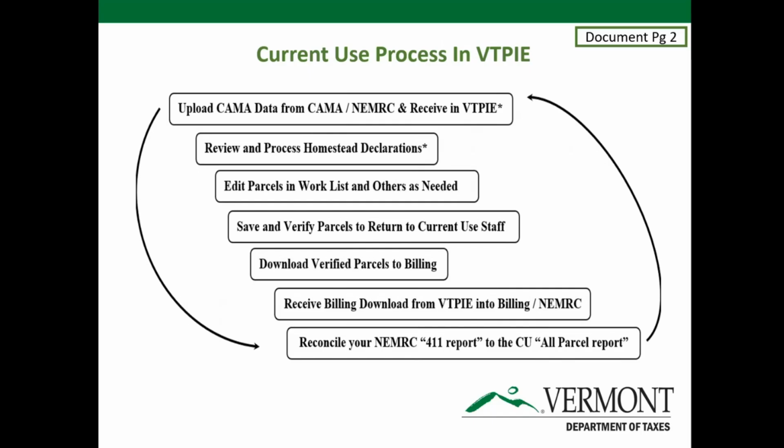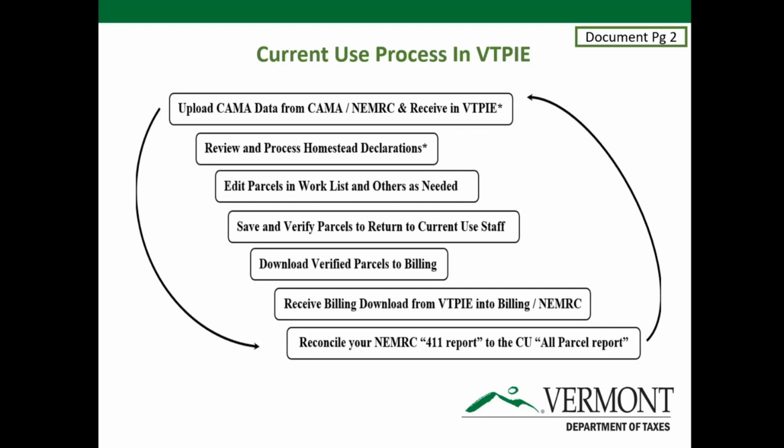And Christy, would you like to talk about the cyclical nature of this process? Sure. So when we do current use, we have to think about it that it's an ongoing process all the way through until possibly as late as November, even December. We want to get it done, but we've got to get it done once, and then there might be subsequent changes. So if you think about it in this loop, so to speak, we want to always upload our CAMA data first. That might be from an outside CAMA vendor, or you're going through NEMRC as your CAMA upload. Either way, you want to get all those changes in first.